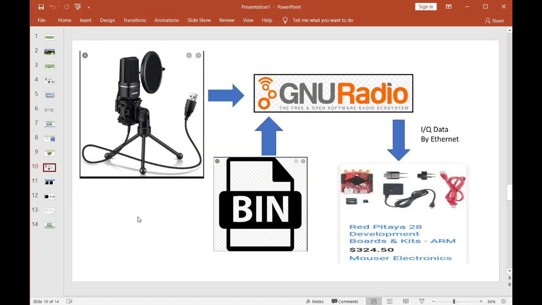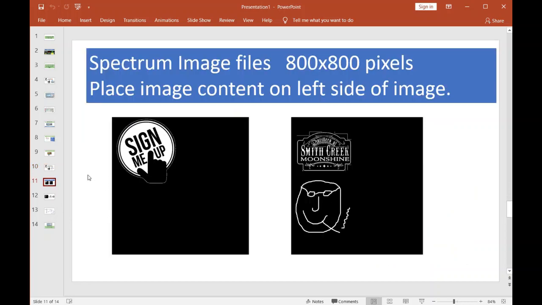Alright, so this is an idea of how it's going to work with the Red Pitaya once I get this installed, but the idea is still the same. We're still going to use GNURadio, but now we'll be sending the IQ data by Ethernet. Very simple.